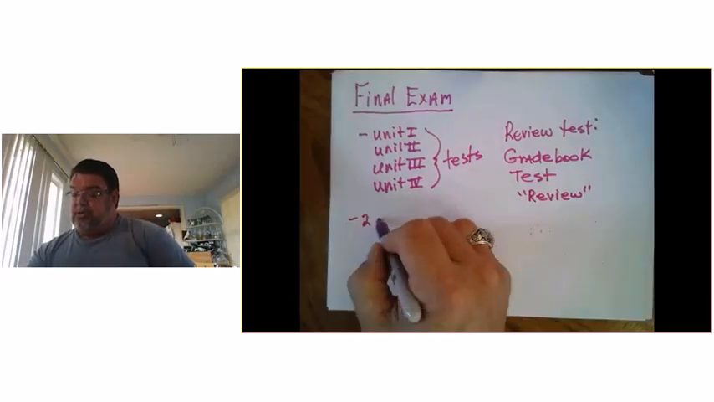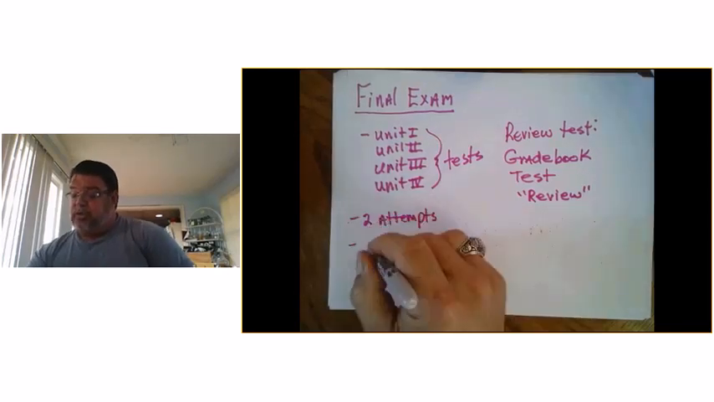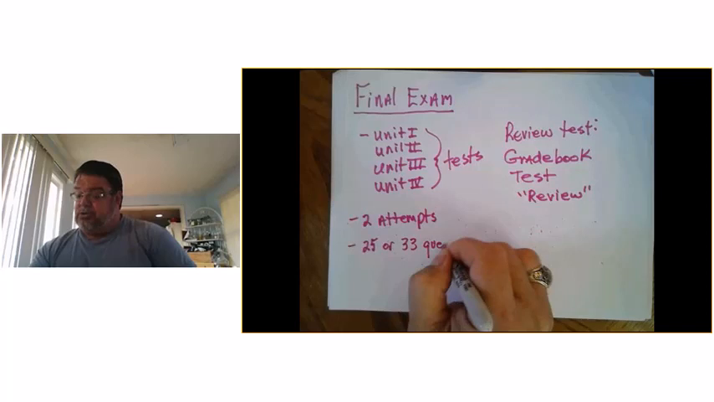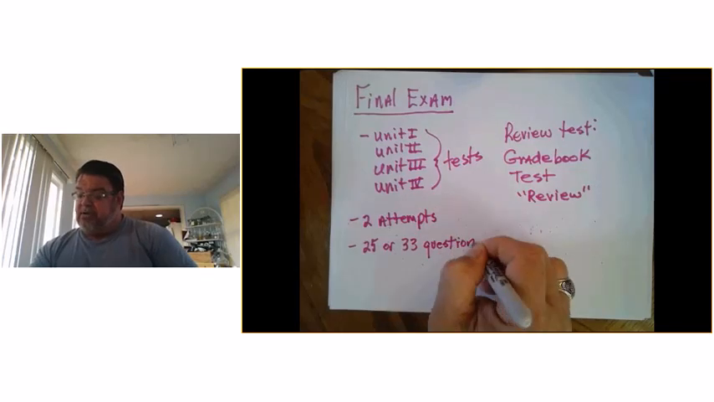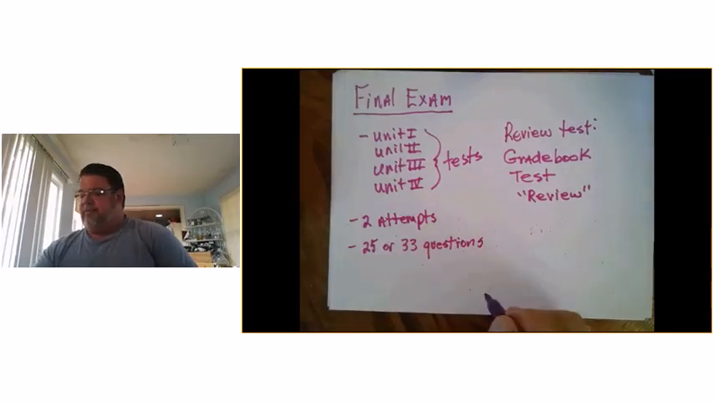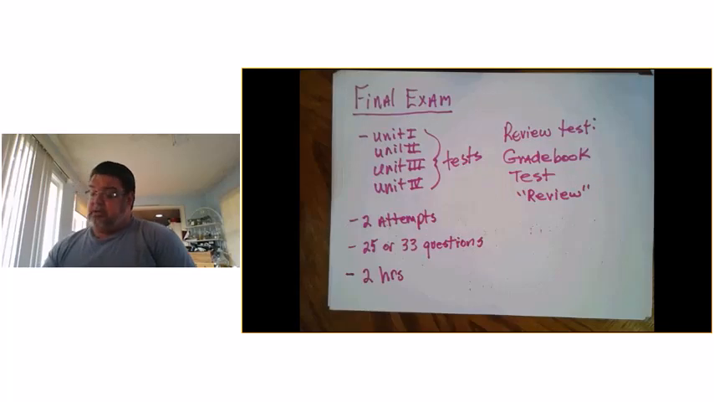It will be 2 attempts. Usually 25 or 33 questions. I usually hang around those unless I go above it, and if I do, it'd be 40, and that's it. I don't usually do anything different than 25, 33, or 40. And of course, you have 2 hours to take it, which you're not going to use all of unless you just go back and check work all the 2 hours. And that's pretty much the final exam.